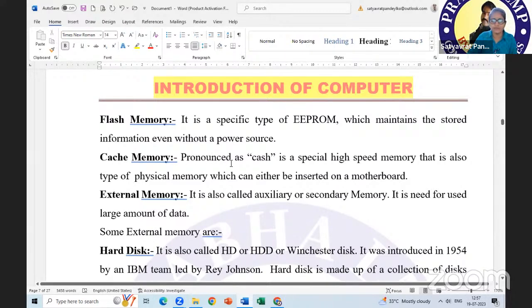Cache memory is a special high-speed memory that is also a type of physical memory which can either be inserted on a motherboard. External memory. It is also called auxiliary or secondary memory. It is needed to store large amounts of data.